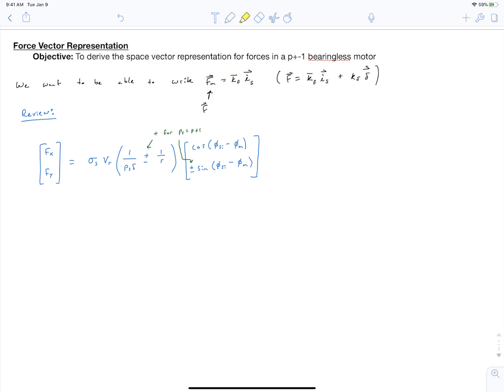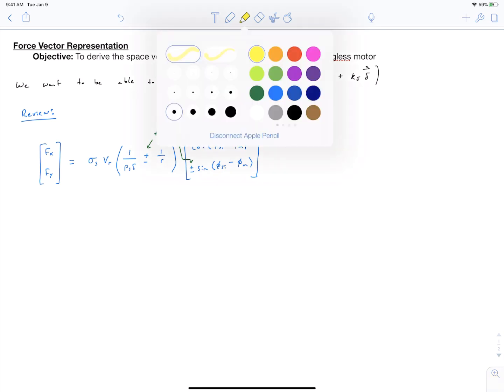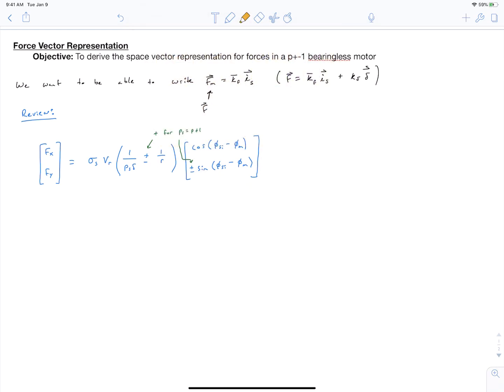So if you recall from our last video, where we derived the forces that act on our shaft in this matrix form over here. And so simply put, the purpose of this video is to take this matrix form and come up with this force expression. So let's review this expression here.